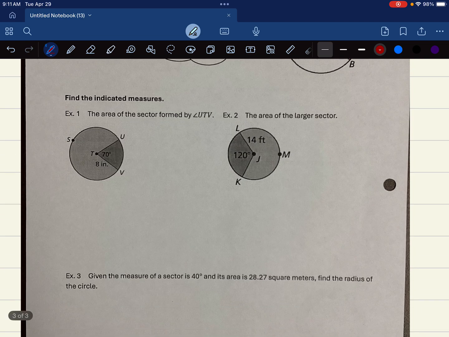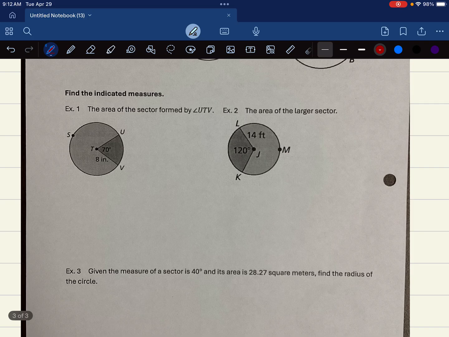Okay, so let's try example 1. We're going to find the area of the sector formed by angle UTV. What is the measure of that angle? 70 degrees. So I'm going to take 70 and put it over 360. And then I'm multiplying by the area of that circle, which is pi times what radius? 8 squared.